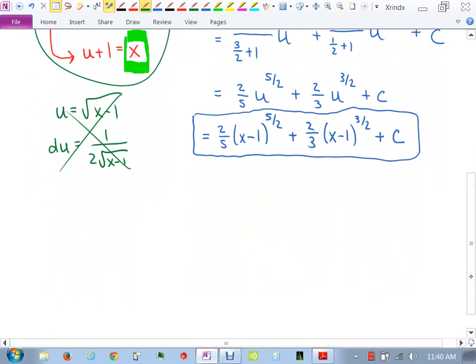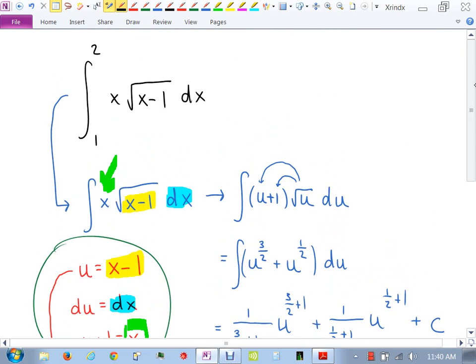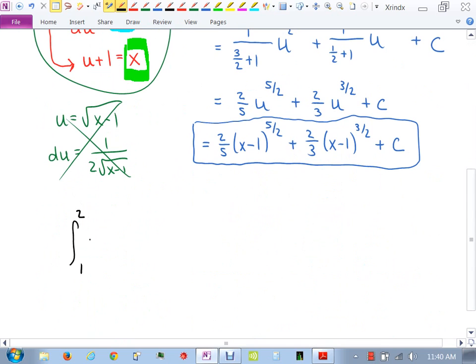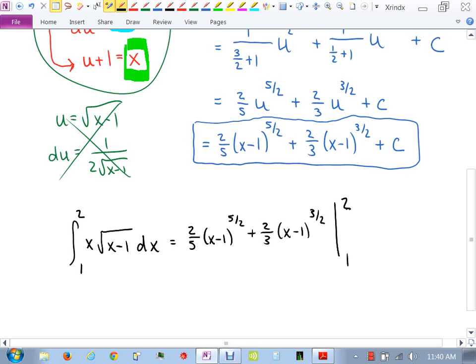All right, so going back up, the original integral was, oh, I did write it down. Okay, integral from 1 to 2 of x square root x minus 1 dx. This becomes the antiderivative, 2/5 x minus 1 to the 5/2 plus 2/3 x minus 1 to the 3/2, evaluated from 1 to 2. I don't need the C. No one has asked me why I don't need the C.